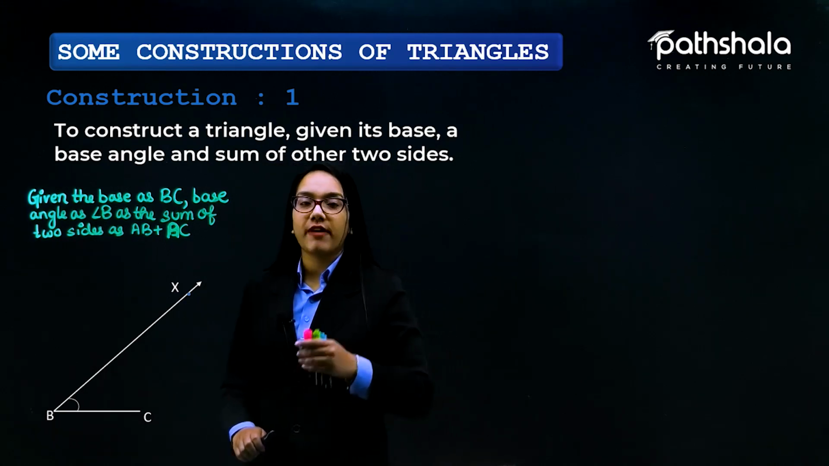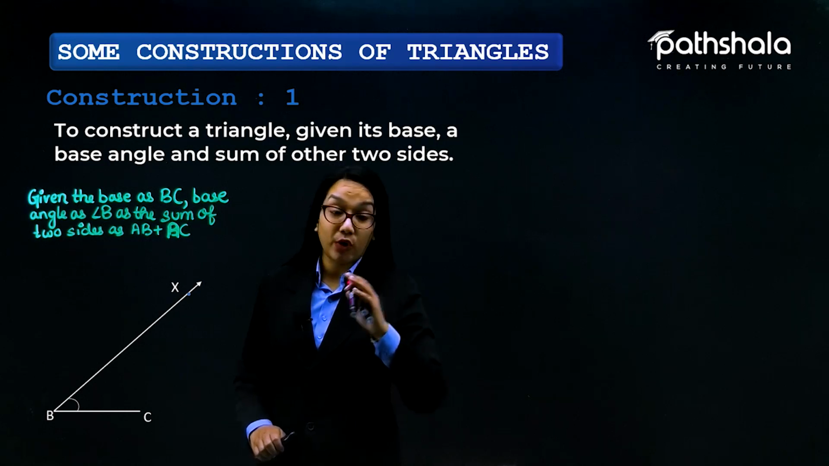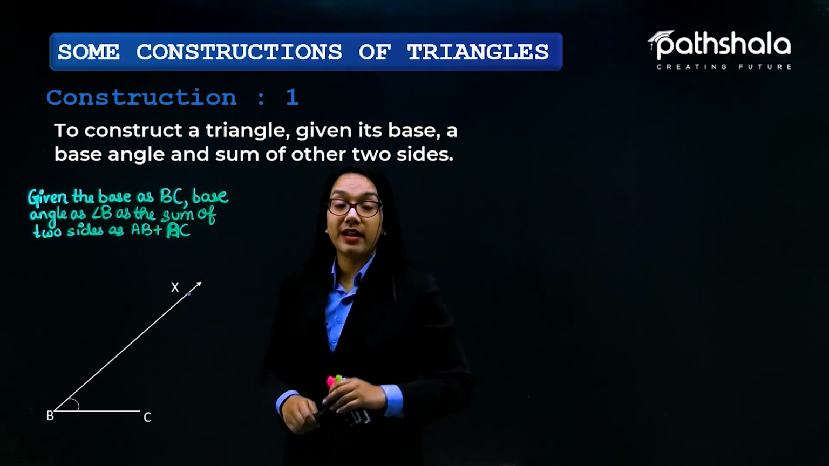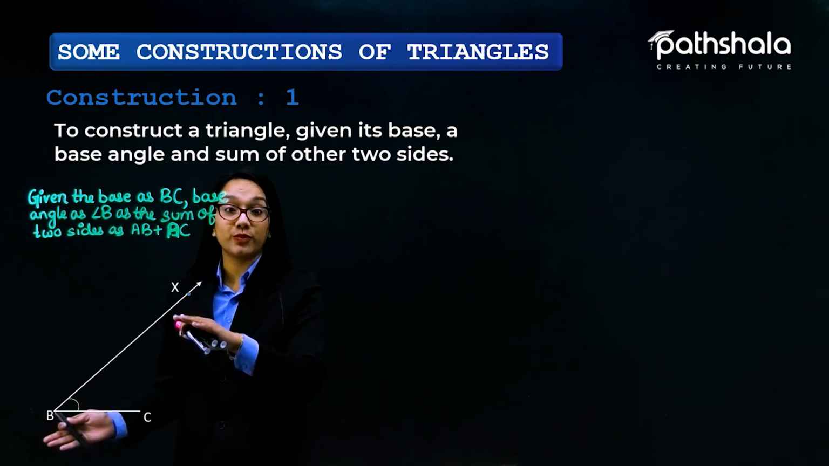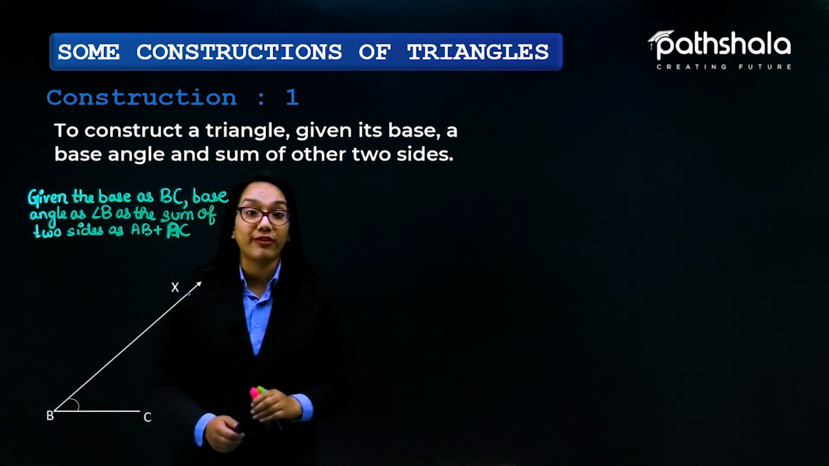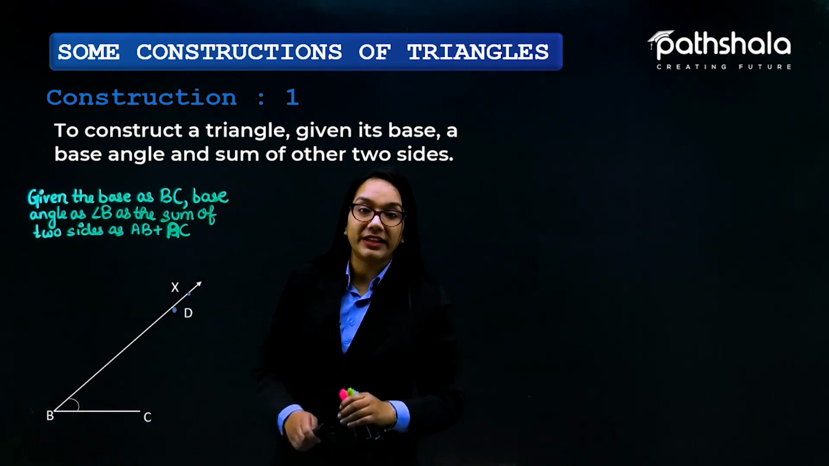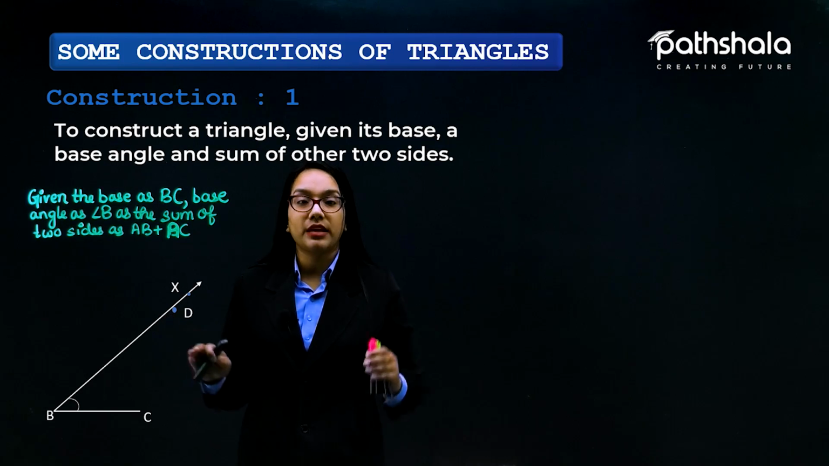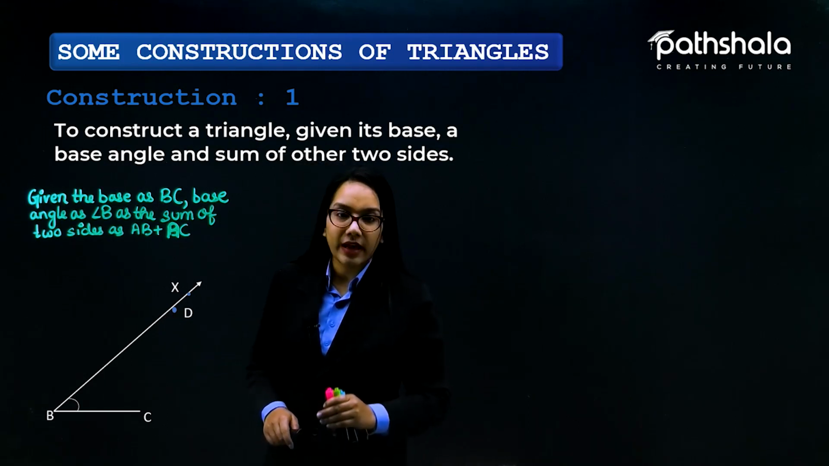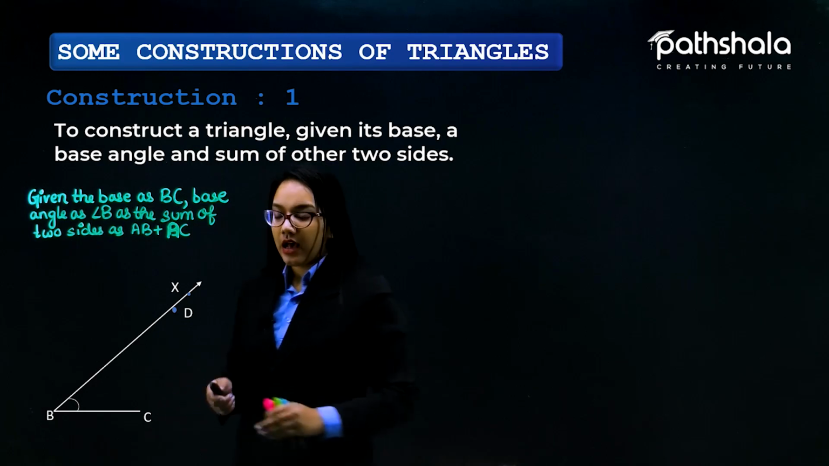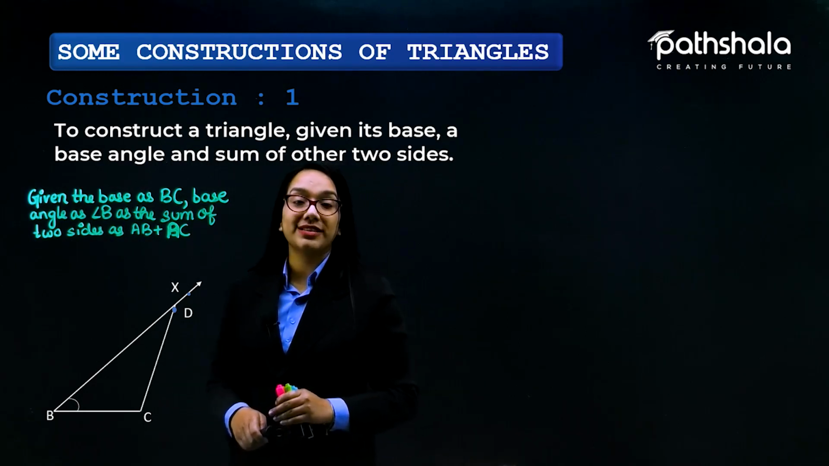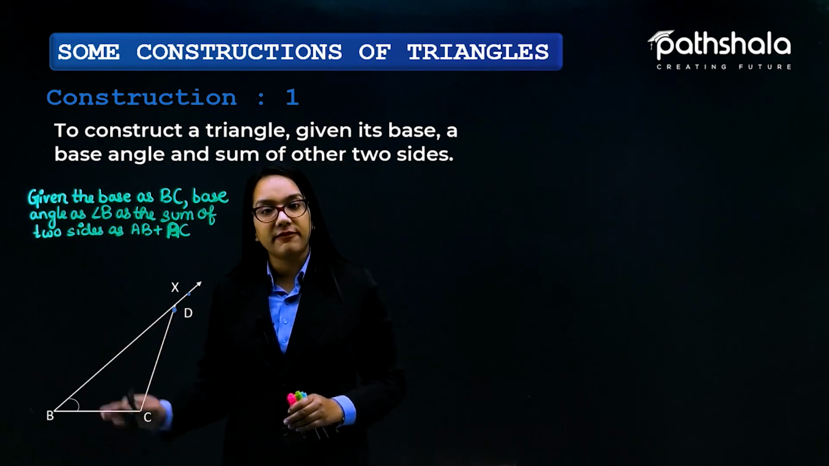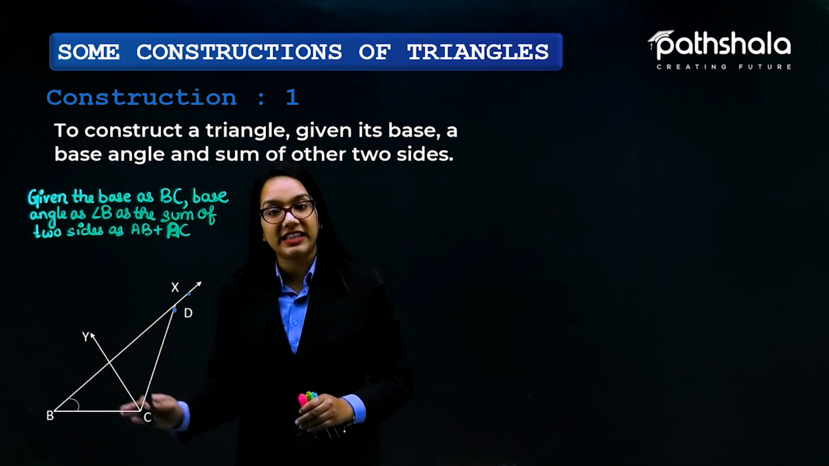Taking the measure of AB plus AC using the compass, I mark an arc on BX equal to AB plus AC, and wherever it intersects BX, I call that point D. Again, I am joining D and C, such that I'm constructing an angle DCY further.